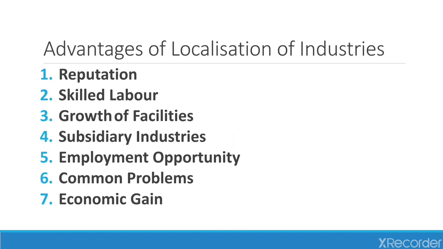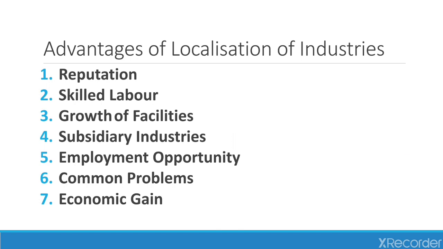Subsidiary industries. When industries are localized, subsidiary industries grow up to supply machines, tools, implements, and other materials and to utilize their byproducts. For example, where the sugar industry is localized, plants manufacturing sugar industry tools and implements are set up, and subsidiary industries crop up for the utilization of various resources.